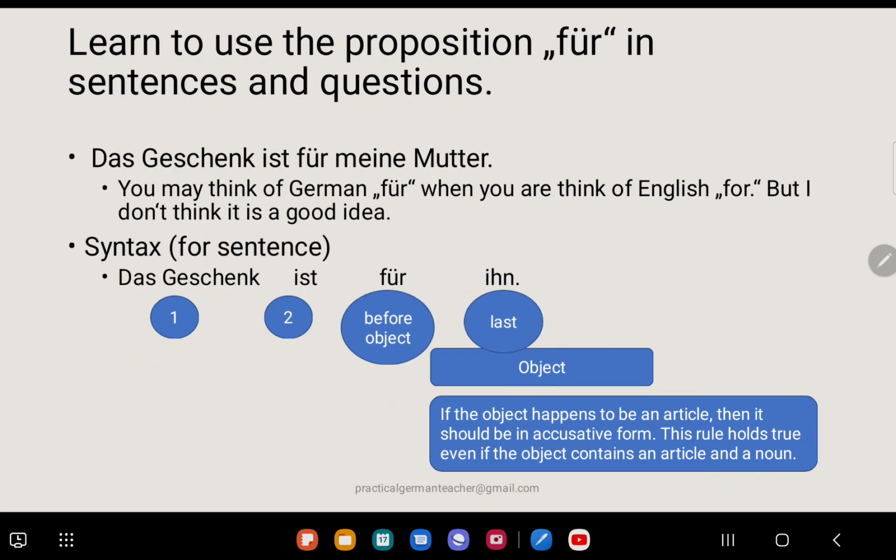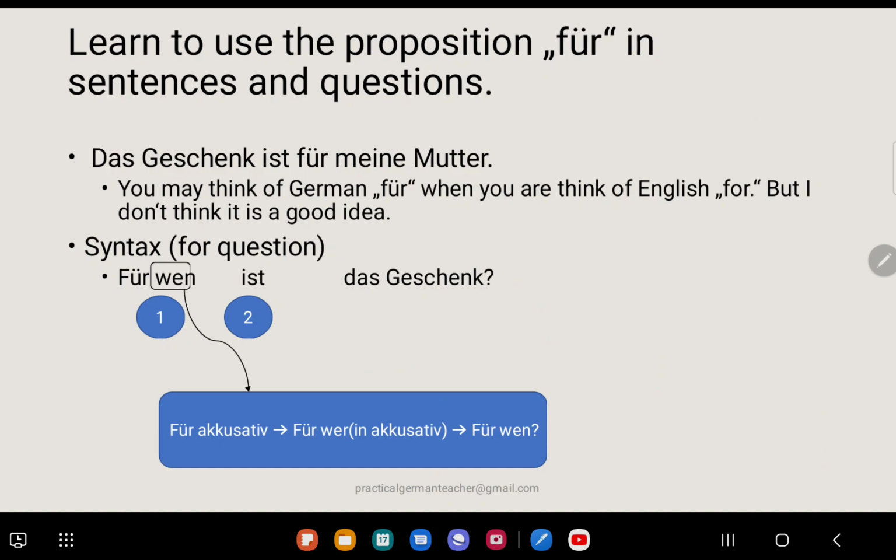So this syntax that you just saw was for a sentence. What if it is a question? If you want to say "for whom is the gift", then "wer" becomes "wen". So it also has an effect. "Wer" is "who", "wen" is "whom". So "for whom is the gift": "Für wen ist das Geschenk?" What comes after "für" will be in the accusative case, so "für wer" in the accusative becomes "für wen".